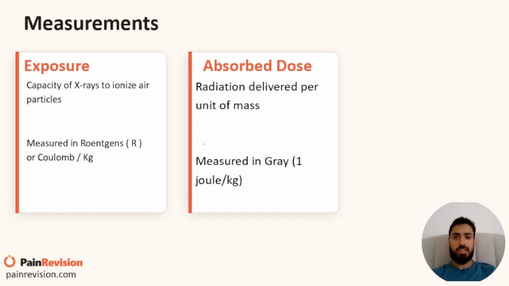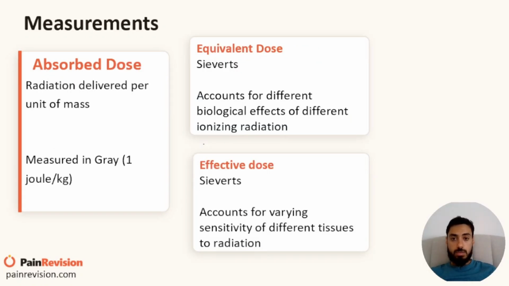And the definition on the slide there is sort of radiation delivered per unit of mass. This is measured in a unit called gray, and the SI unit of that is joules per kilogram. If you remember, joules is a measure of energy. So basically, this is how much energy is being delivered per unit of mass. Kilogram is a measure of mass. So a joule per kilogram is a gray in the context of radiation.